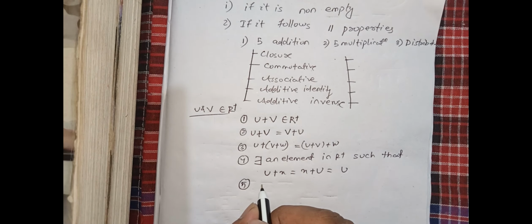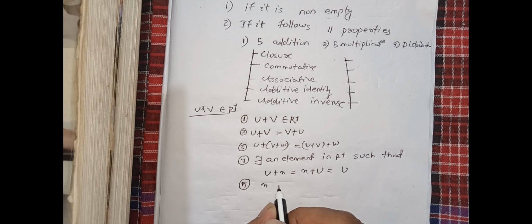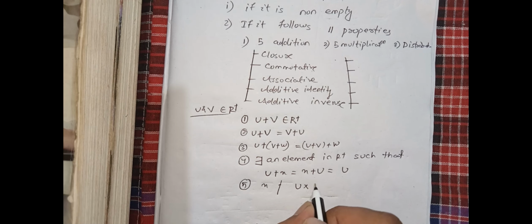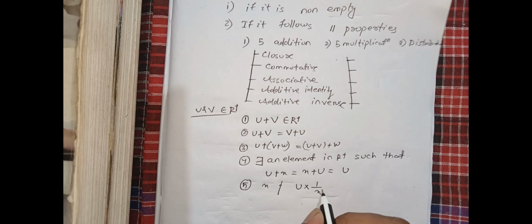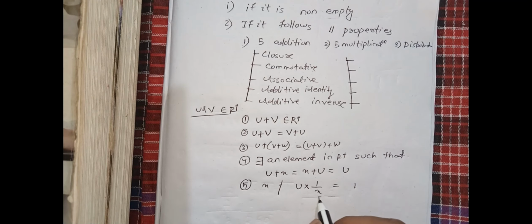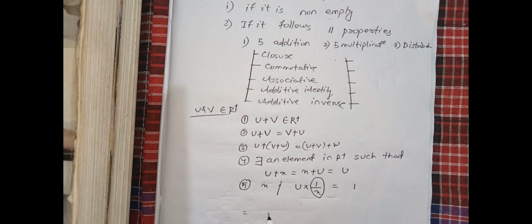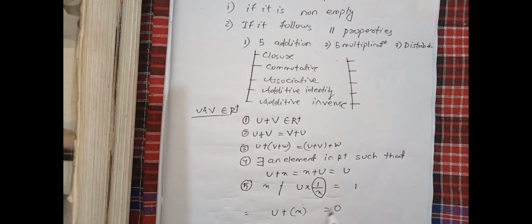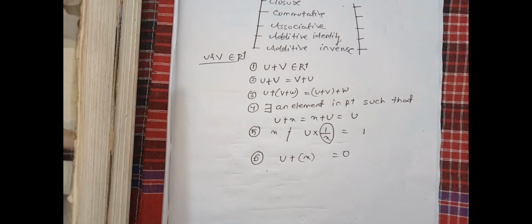And the 5th one is the additive inverse. What is the additive inverse? There exists an element X such that if you multiply U into 1 by X, you will get the answer 1. In that case, 1 by U or 1 by X is the multiplicative inverse of that function. And the additive inverse will be that U plus X will give you 0. This will form your additive inverse. So these are all the properties. If a function satisfies these properties, that will be a vector space.